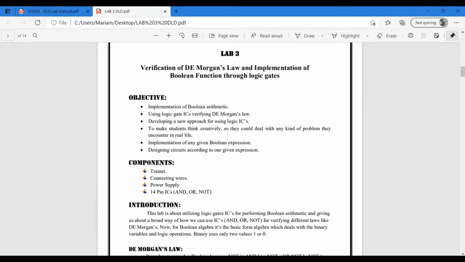So the Boolean functions are actually the functions which follow the binary variables and the logic operations, and those logic operations have only two states, 1 and 0, that is, the function is at high state or at low state.